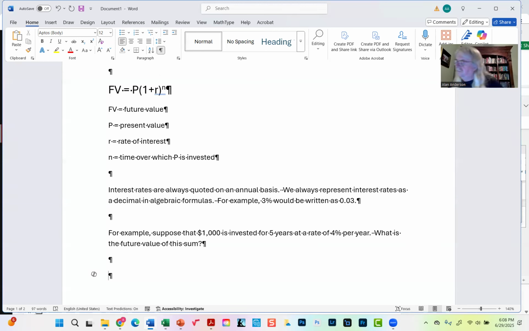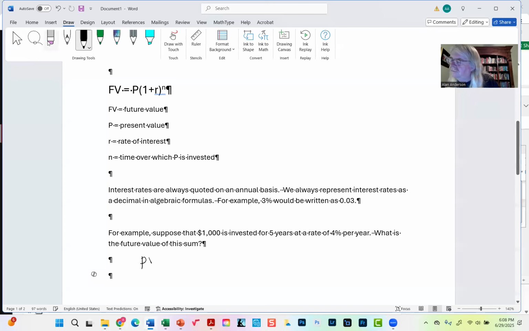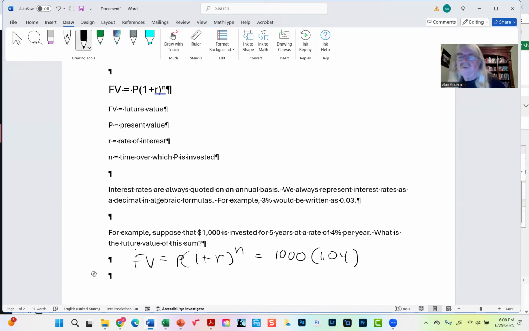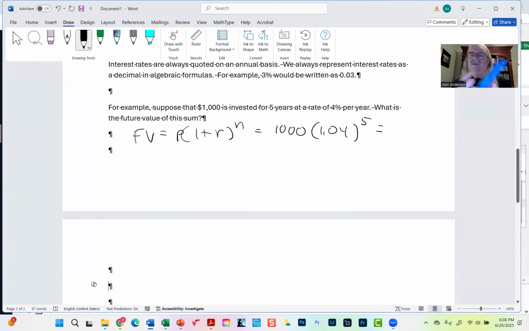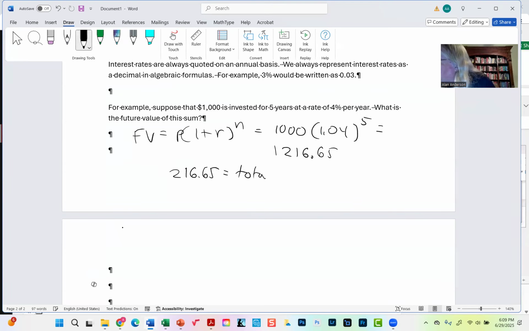So based on our formula, it's 1.04, 1 plus the rate of interest. The rate of interest will be expressed as a decimal of 0.04. We add 1 to that. The exponent is 5. And let's see. Now, for this, you will need a calculator. And of course, the answer will be rounded to dollars and cents. That's the future value. So in other words, in 5 years, my balance will be 1216.65. And of course, it should be obvious that of this, 216.65 is my total interest.